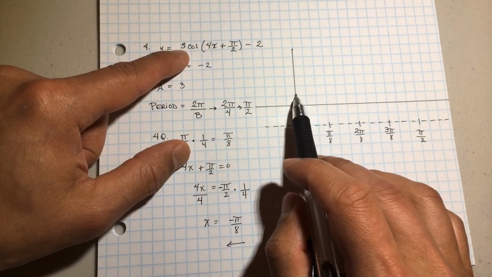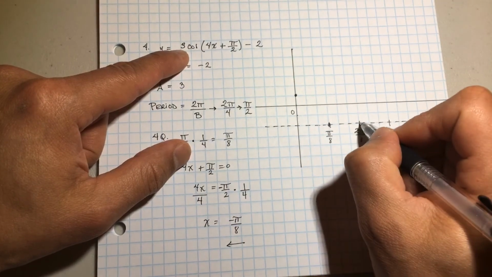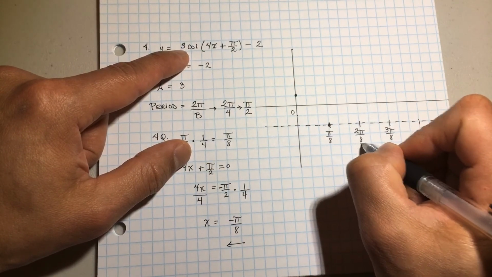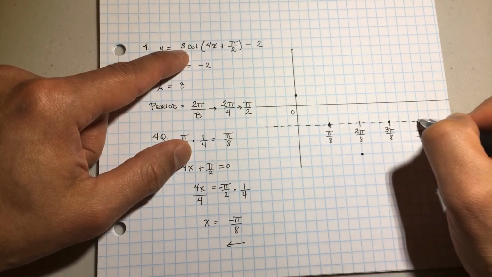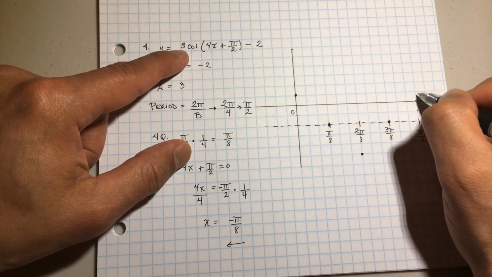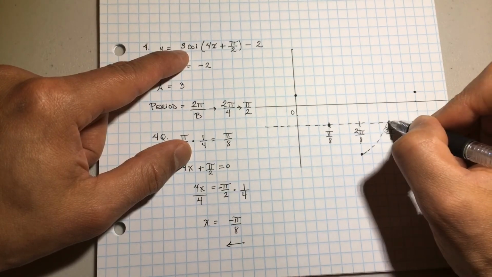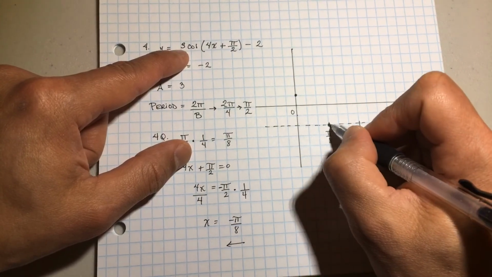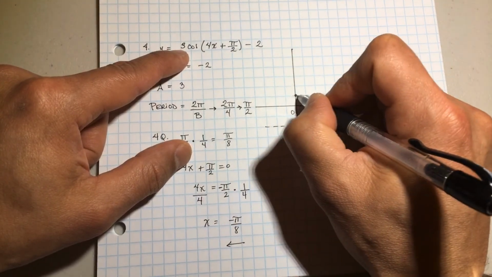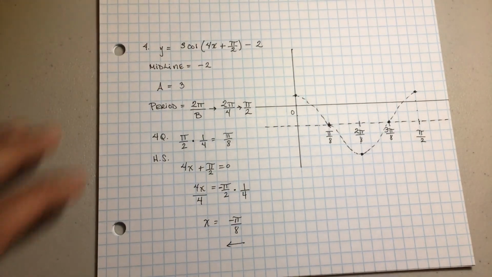And then follow the pattern. Amplitude, midline. Amplitude, 1, 2, 3. Midline. Amplitude, 1, 2, 3. There it is. And so we got this nice curve right here. Okay, same thing here. Right there. All right, just like that.